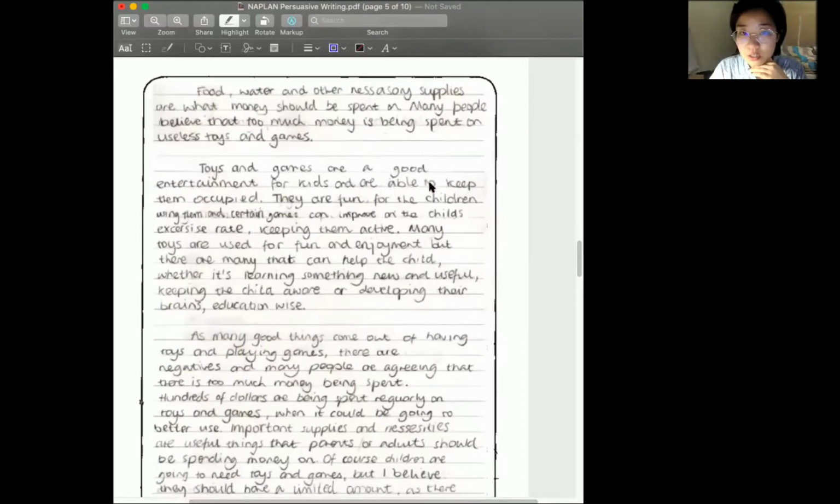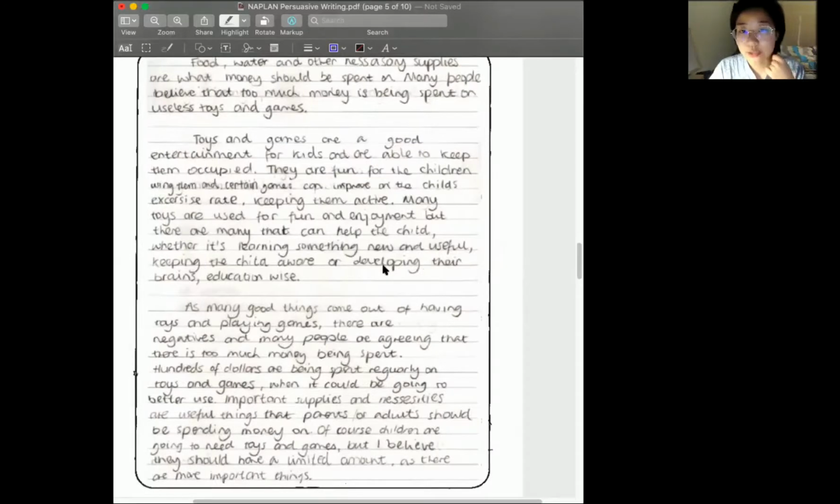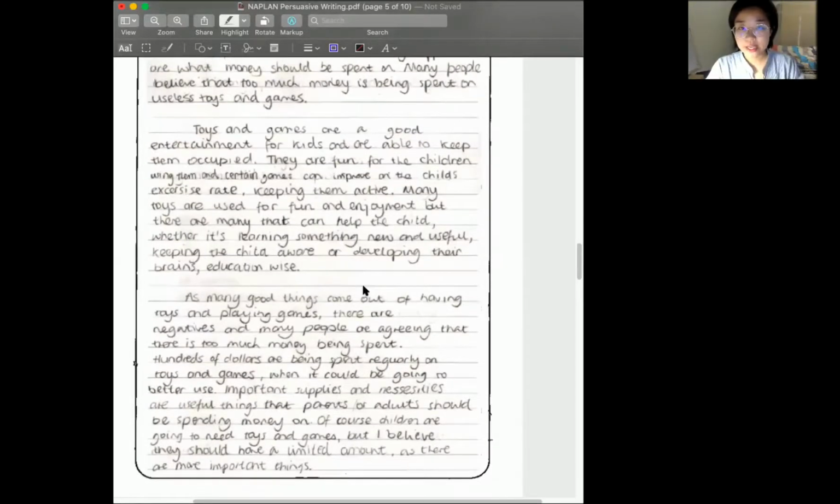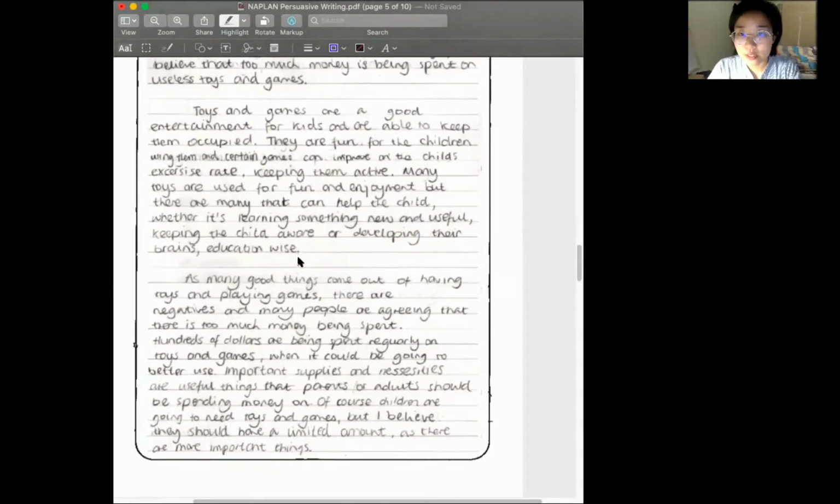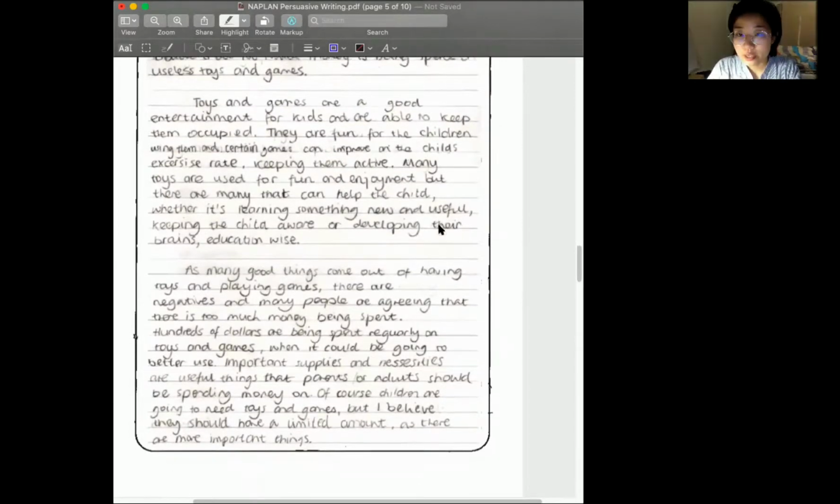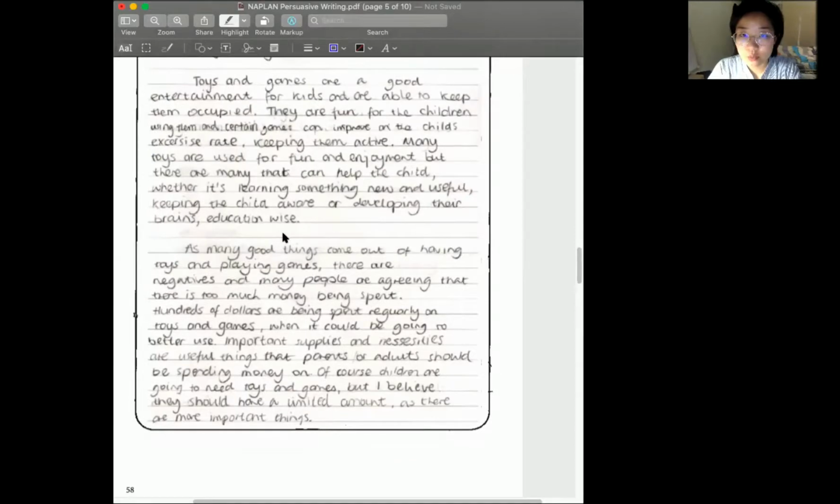Toys and games are a good entertainment for kids and are able to keep them occupied. They are fun for the children using them, and certain games can improve on the child's exercise rate, keeping them active. Many toys are used for fun and enjoyment, but there are many that can help the child, whether it's learning something new and useful, keeping the child aware, or developing their brains education-wise.